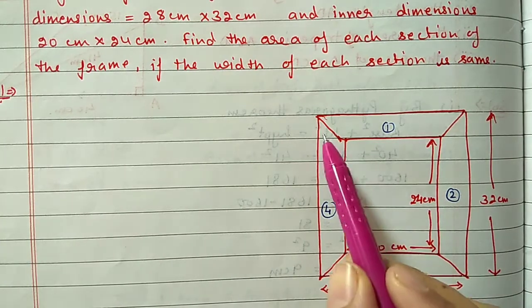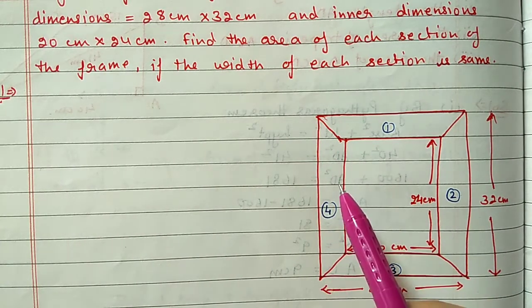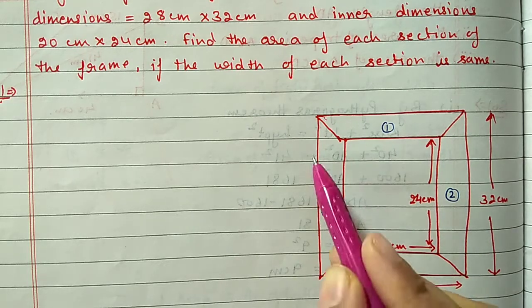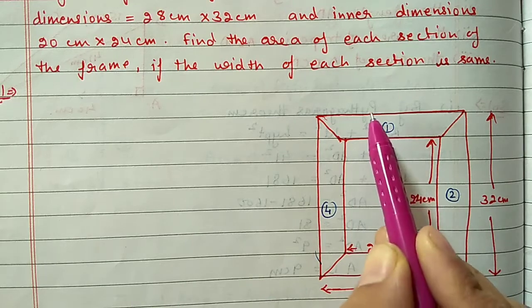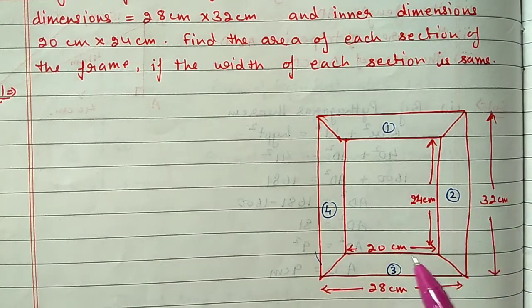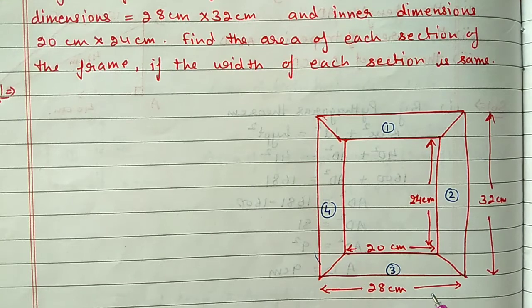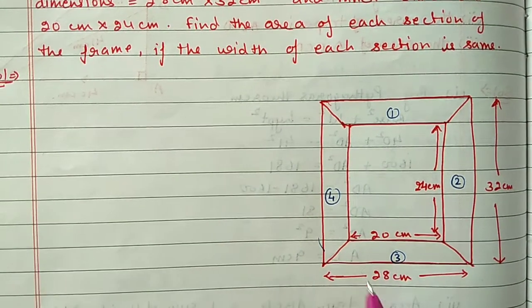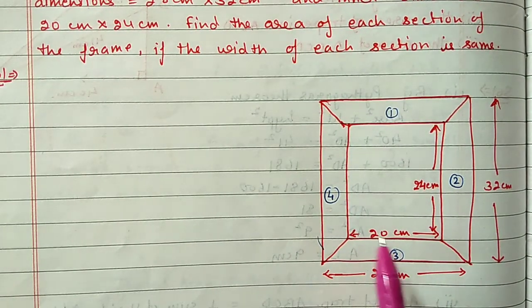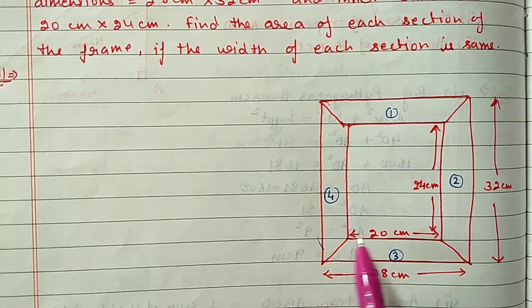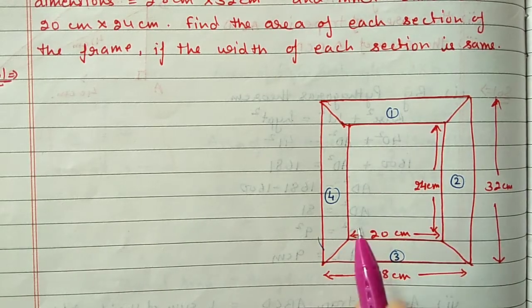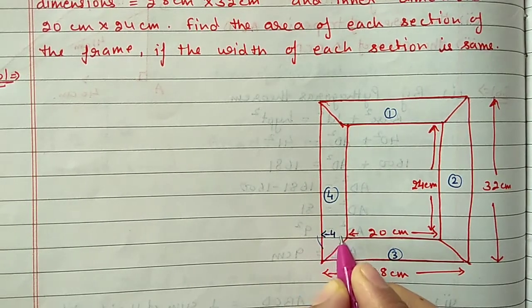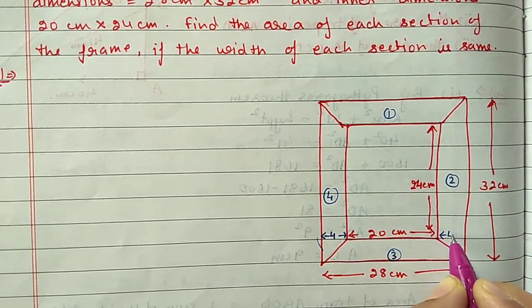So for these 4 sections, if you see carefully, these are in the form of trapezium, because these two sides are parallel and this height we have to calculate. This also, these are parallel and height we will find out. Same here and same here. So first we will find out this width. You can see here this is total 28 and the inner is 20. It means the difference between outer and inner is 8 centimeter, and this 8 centimeter is divided half this side, half that side. It means 4 is here and 4 centimeter this side.